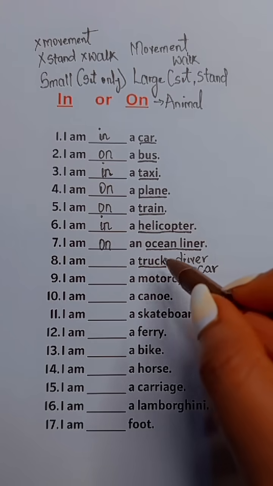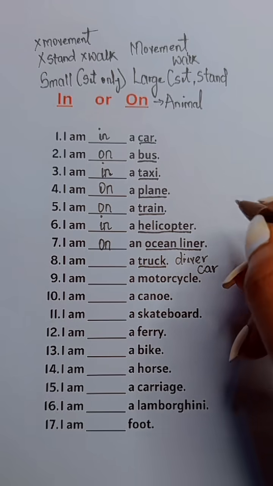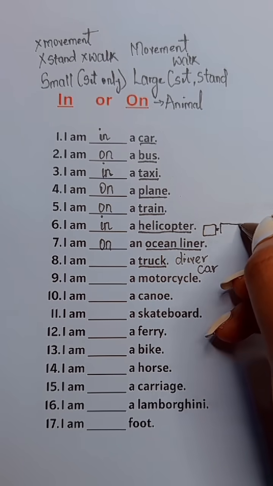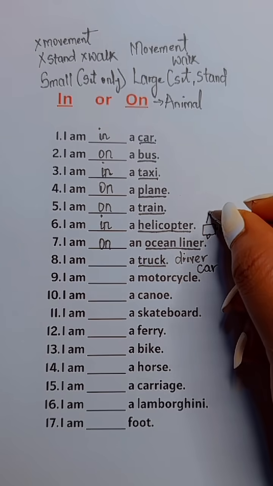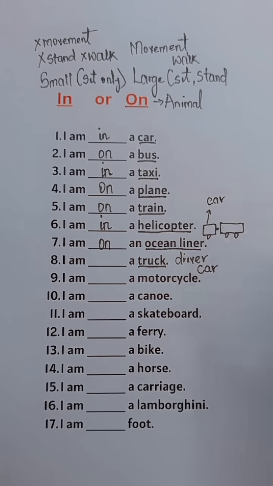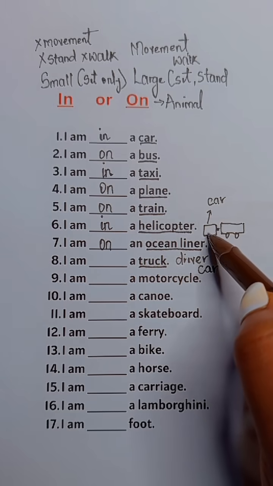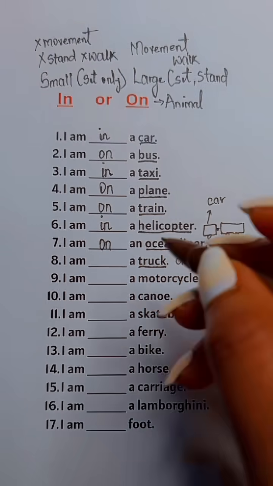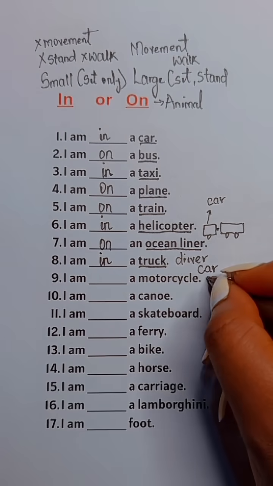So except if you are riding in the back, we use in, okay? Because you are riding only in the front of the truck. Okay, you only ride here in the passenger side or the car of the truck. Since this is the place you are and you cannot stand here, you cannot walk around here, we use in. All right, so I am in a truck, in the car of the truck.